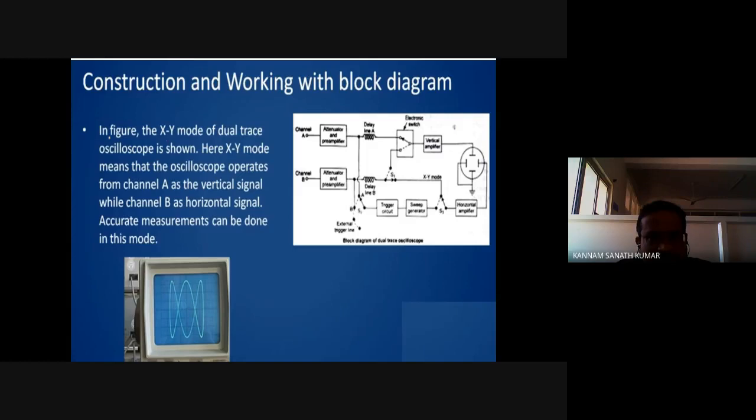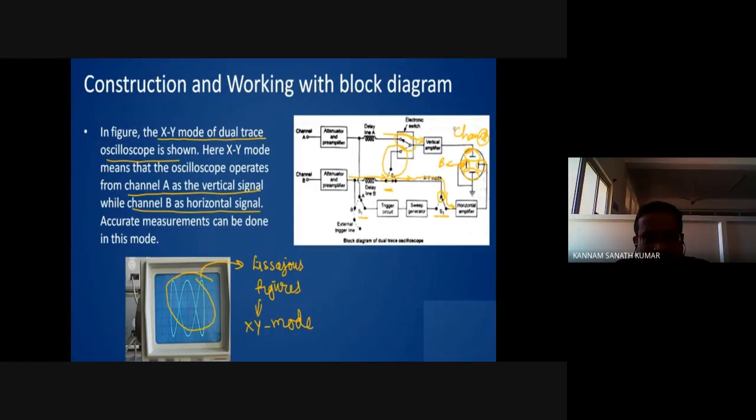Channel A is a vertical signal while channel B is a horizontal signal. Channel A is given to the vertical deflection plates, and channel B is given to the horizontal deflection plates. Here we can see the XY mode through the Lissajous figures. As you know, we can find out the XY mode in Lissajous figures.